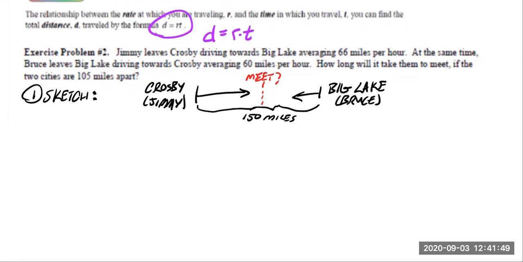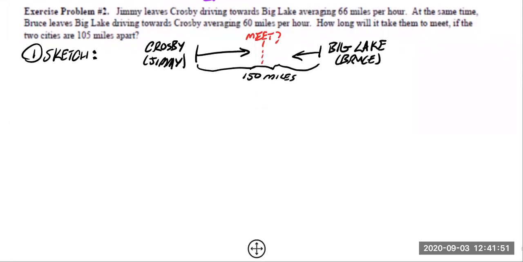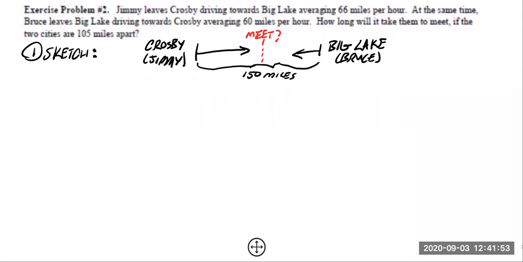All right, so let's look at this problem here. This is exercise problem 2. It says, Jimmy leaves Crosby driving towards Big Lake, averaging 66 miles per hour. At the same time, Bruce leaves Big Lake, traveling towards Crosby, averaging 60 miles per hour. How long will it take them to meet if the two cities are 105 miles apart? So this should be 105.